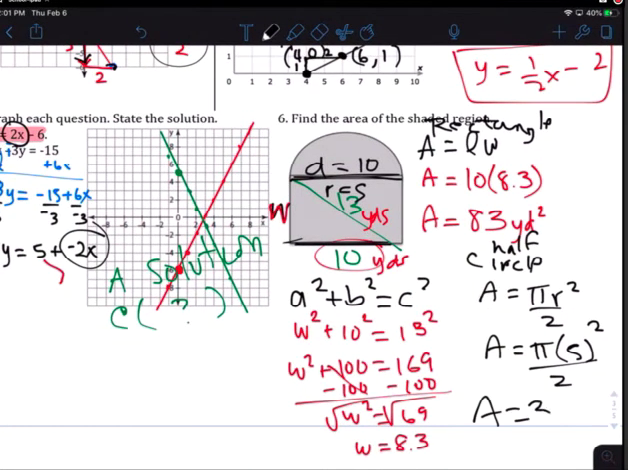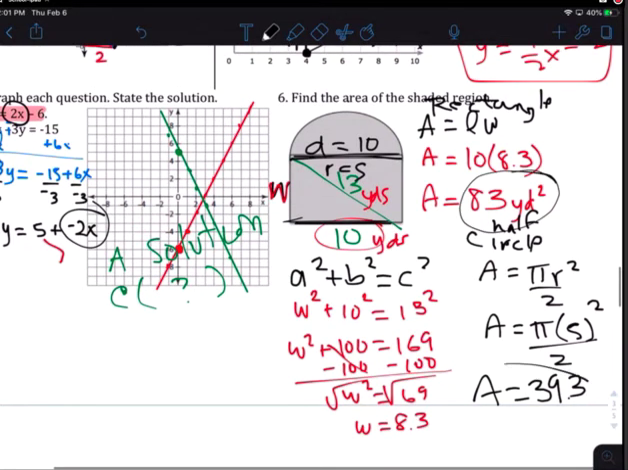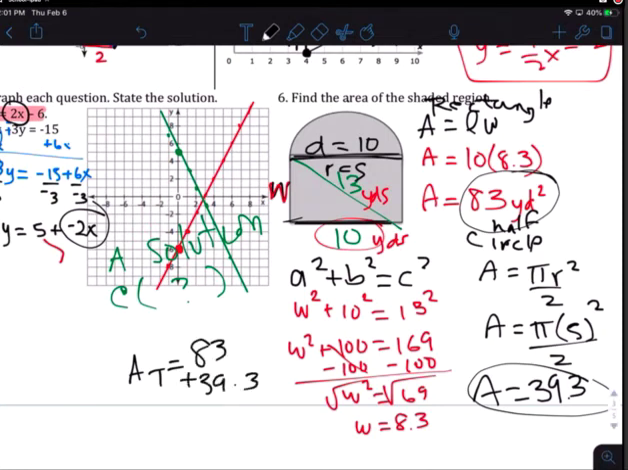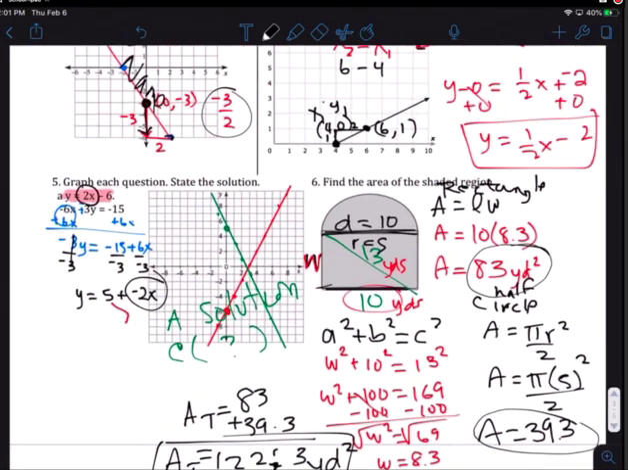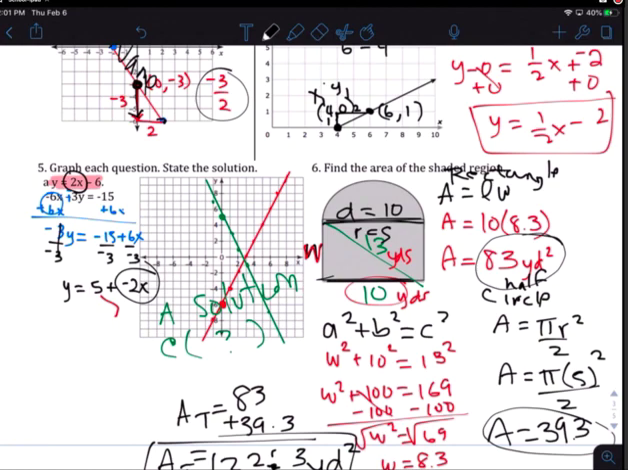Area equals 39.3. Add them together, you get your total area equals 83 plus 39.3, 122.3 yards squared is your total area. Okay, that's how you do your homework. Hope that helps.